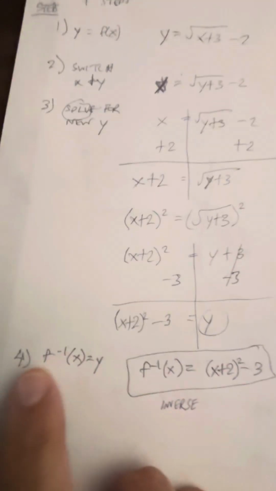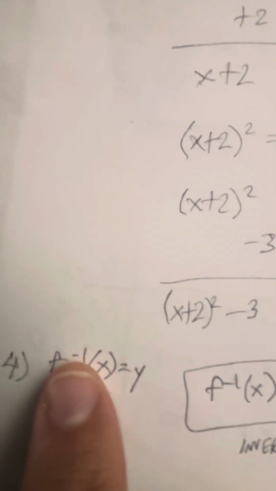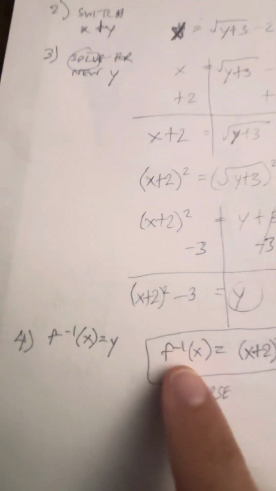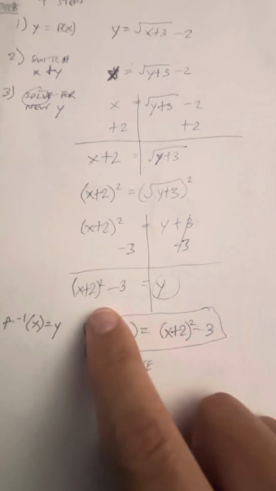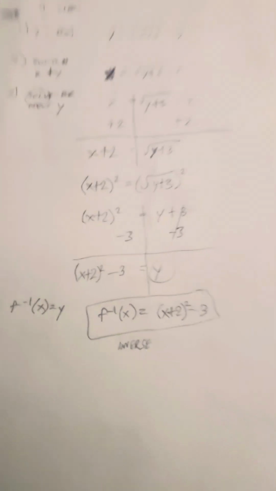So last step. Instead of writing the y, you're going to write f inverse of x. That looks like an exponent of negative 1, but it's just a notation. So I'm going to say f inverse of x equals x plus 2, quantity squared, minus 3. Bam. That's it. If you have any more questions, let me know.